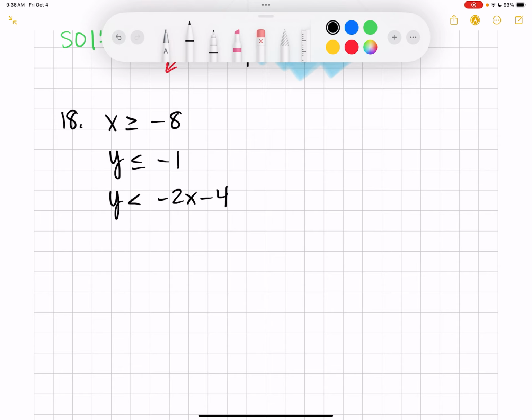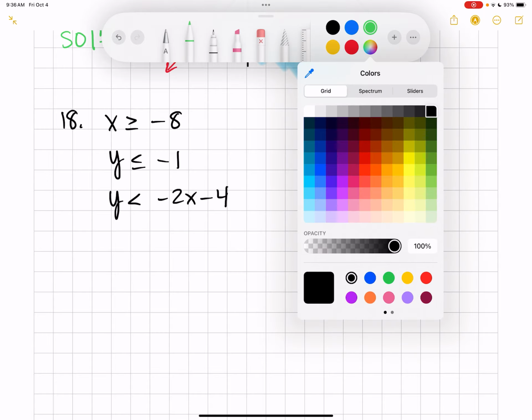All right, what do we know about these graphs? They're gonna be dotted and solid. Which one's dotted? The one that isn't greater than or equal to, the one that's less than.